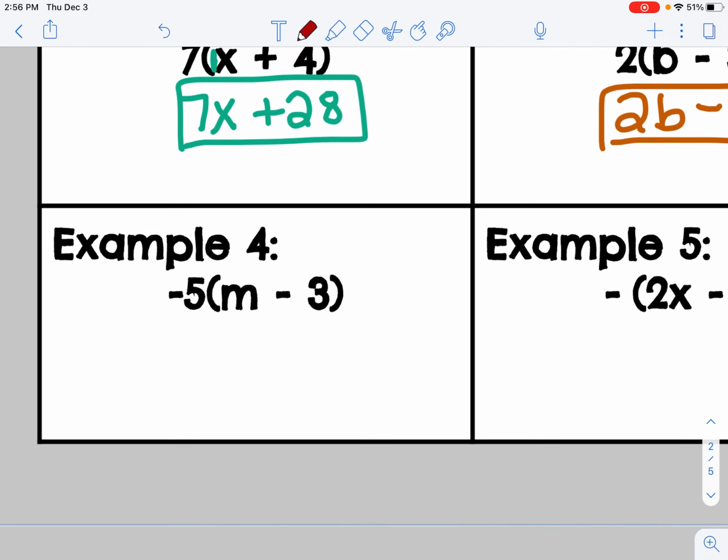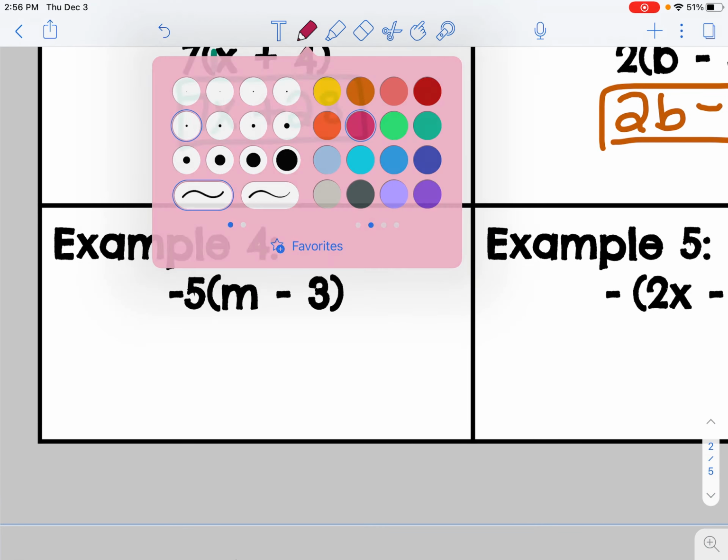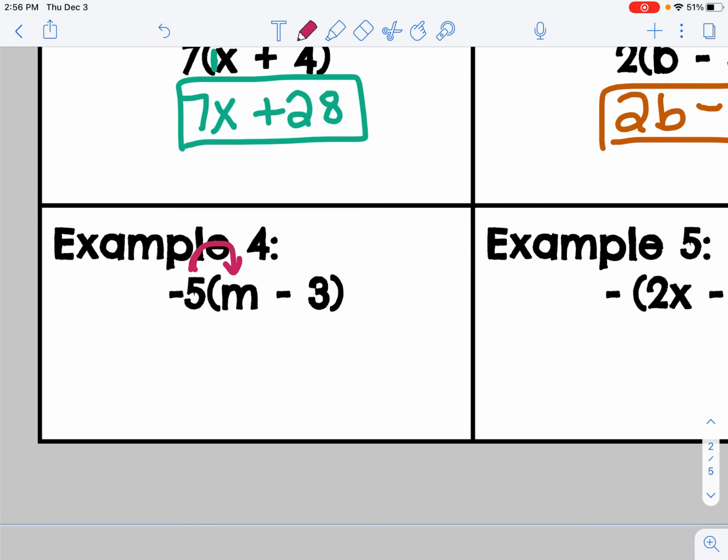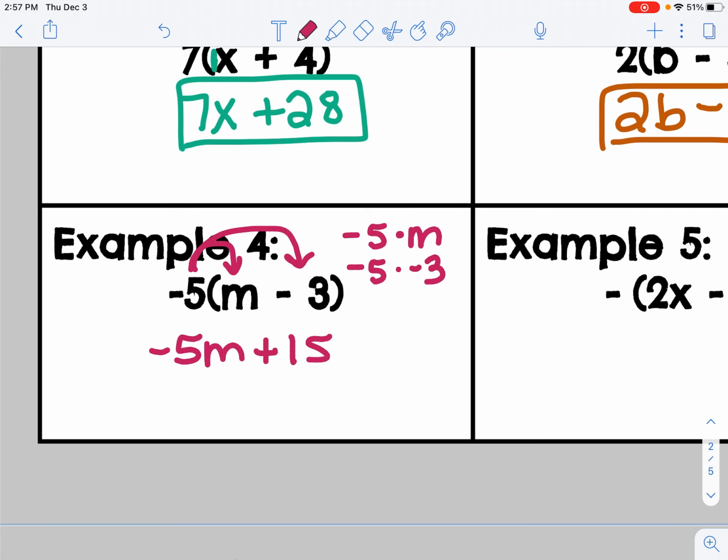Next one, example number 4. We're going to distribute negative 5, or multiply negative 5, to everything inside of the parentheses. So do negative 5 times m, and then we're going to do negative 5 times negative 3. Negative 5 times m is negative 5m. Negative 5 times negative 3 is a positive 15. So just recall that a negative times a negative is going to be a positive number.